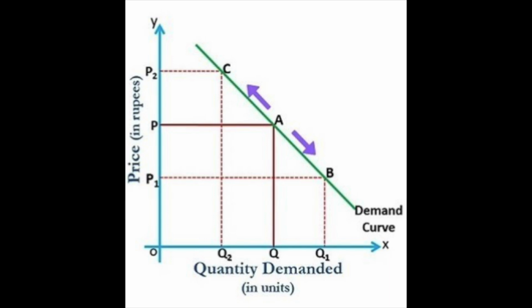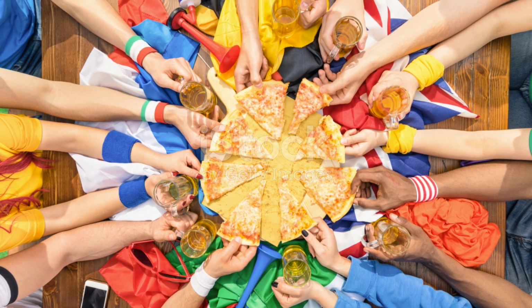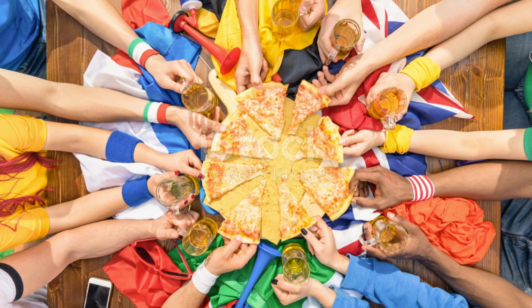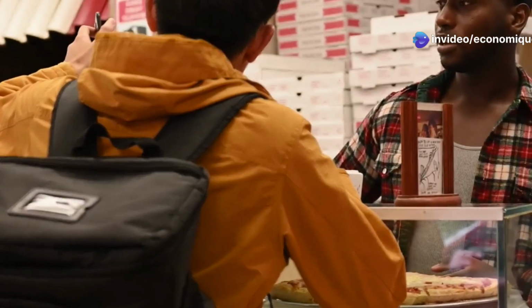The curve itself doesn't change, rather, you're just moving to a different point on it as the price of pizza has dropped. All the factors that typically influence demand, like income or preferences, remain the same. The distinction between these two scenarios is vital.